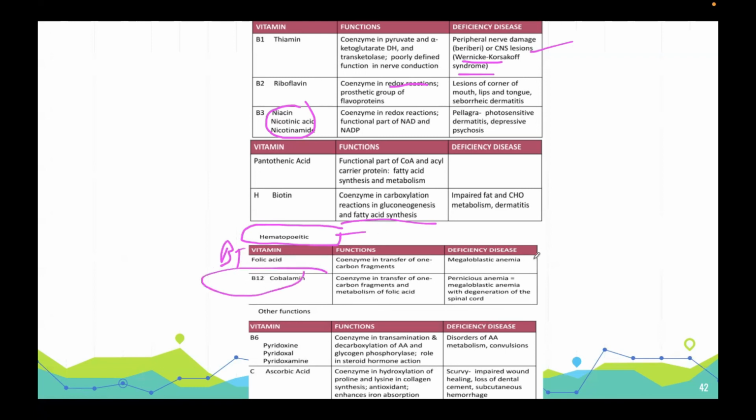Okay? In megaloblastic anemia, both are involved. But pernicious anemia is only for vitamin B12. And you remember spina bifida and anencephaly; they are involved there. What else? Your vitamin B6 is what we call pyridoxine, pyridoxal, and pyridoxamine. Its deficiency diseases are involved in disorders of amino acids or convulsions. So, let's go back to folic acid, our folate.